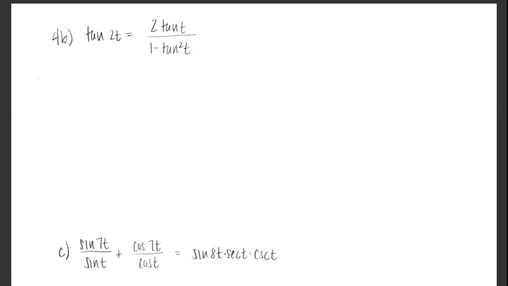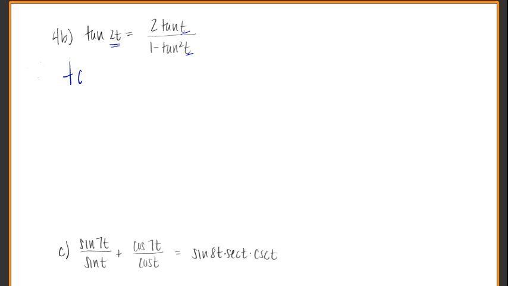4b. Okay. Here, my angle on the left is a 2t, and my angles on the right are single t's. I can't just divide off the 2 because I can't ever change an angle. So what I can do, though, is write the tangent of 2t as the tangent of t plus t. And then we're going to use our formula.